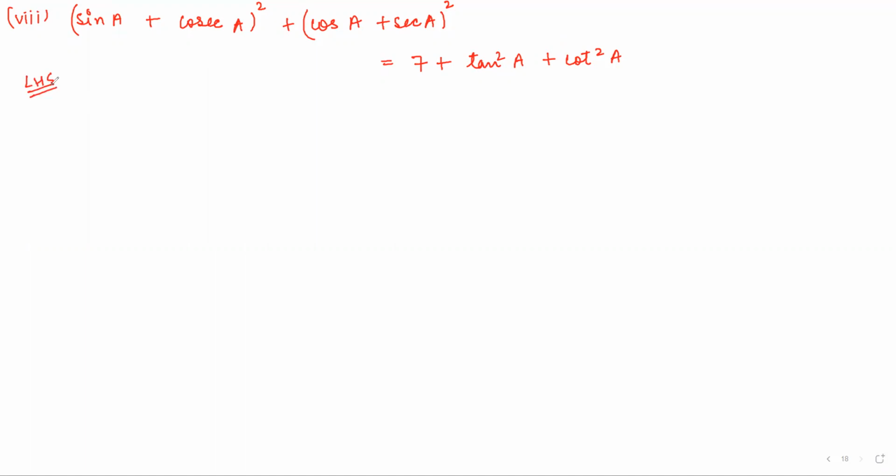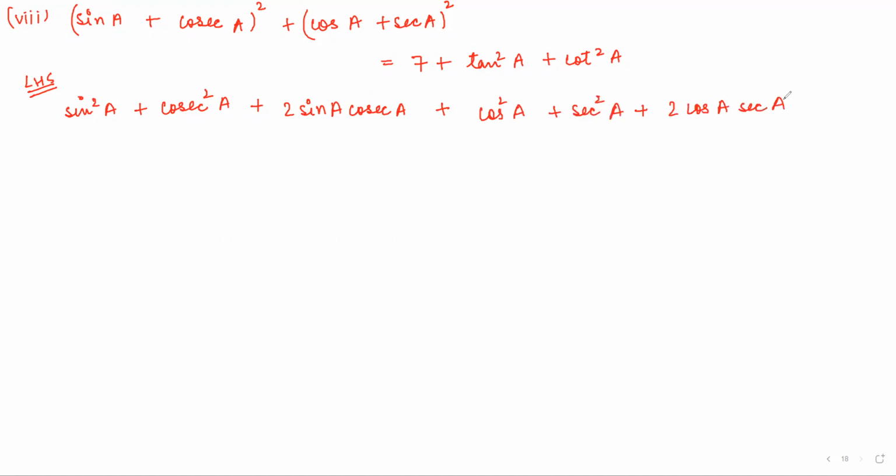So this is (A plus B) whole square, right? Just open the bracket first of all. So A square plus B square plus 2AB. So that becomes sin square A plus cosec square A plus 2 sin A into cosec A, correct? And then plus the next bracket. So cos square A plus sec square A plus 2 into cos A into sec A, right?